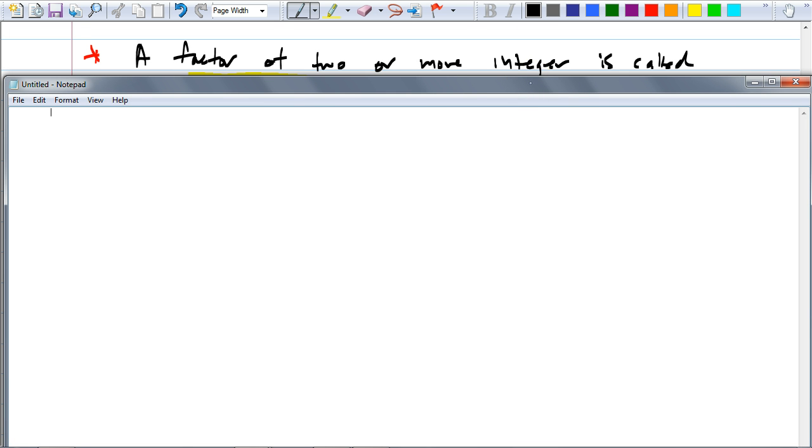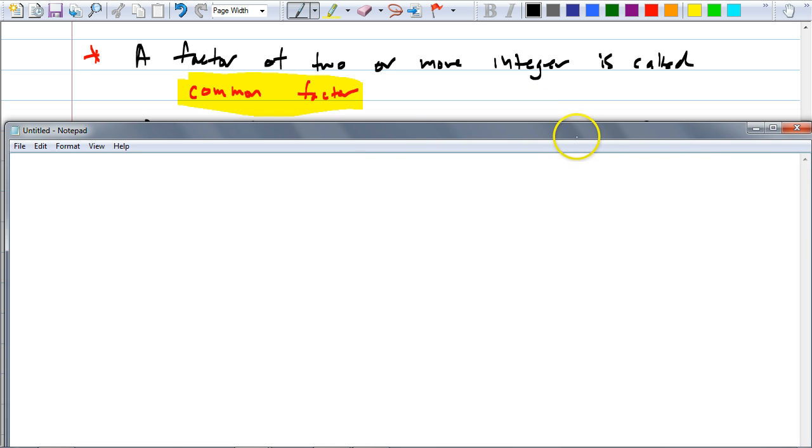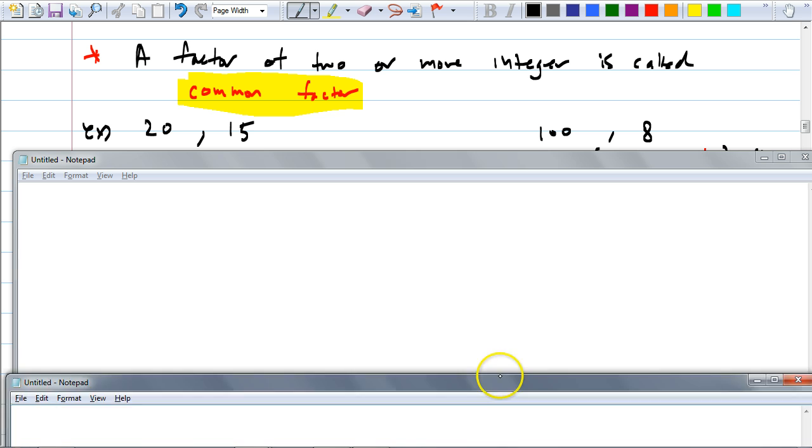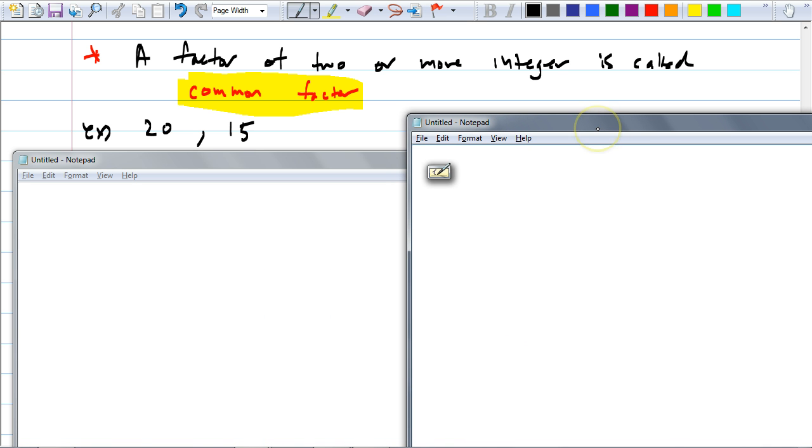So write this down. A factor of 2 or more integers is called a common factor. For example, 20 and 15. What's a common factor of 20 and 15? We're looking for a factor of 2 or more integers. So what's a common factor for 20 and 15? 5. Would you not agree?